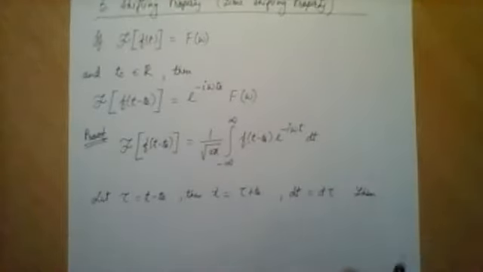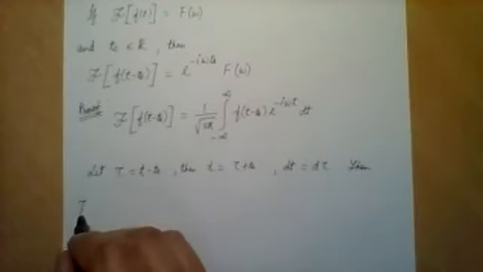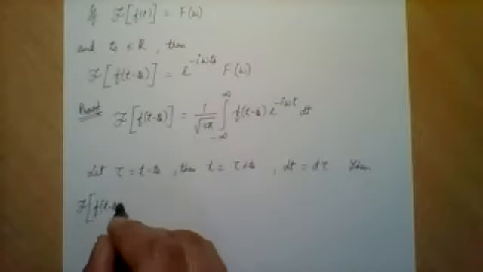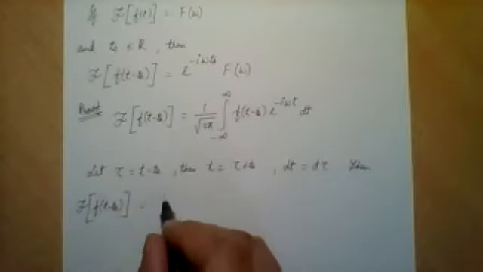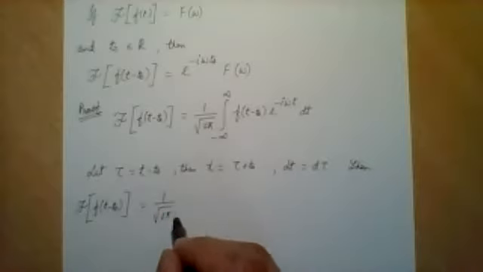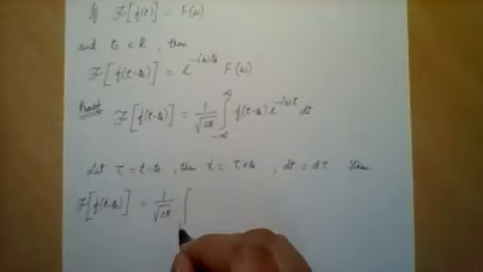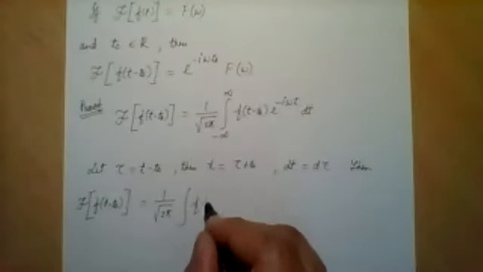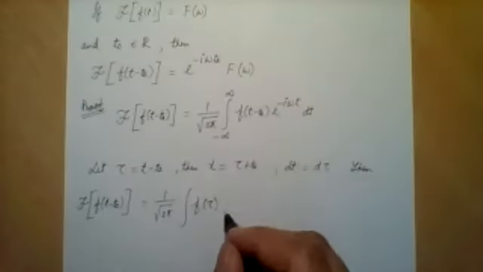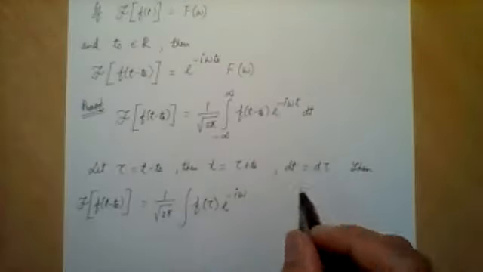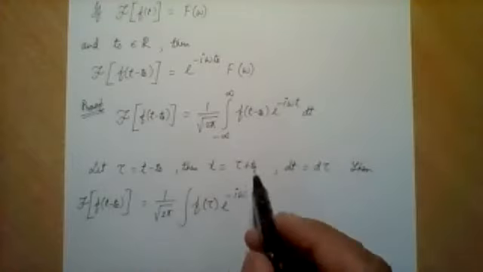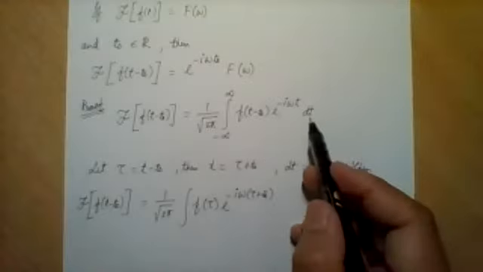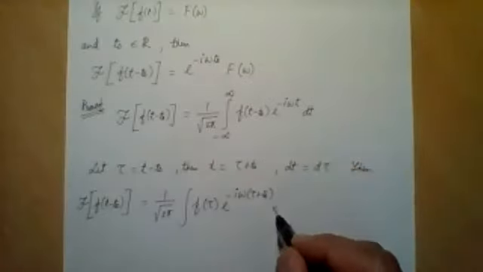Then in such a case, this Fourier transform becomes 1 by root over twice pi integration f of t minus t naught now becomes f of tau, e to the power minus i omega, now t becomes tau plus t naught. This becomes tau plus t naught. Integration dt becomes d tau.